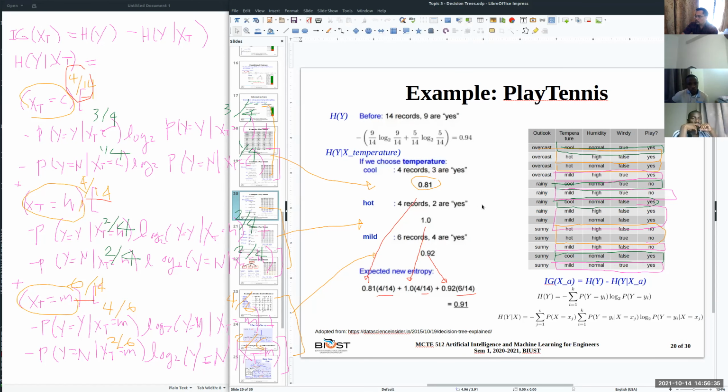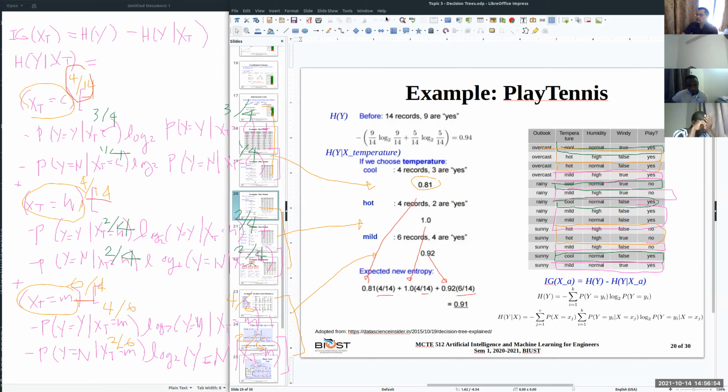So the information gain. Okay, here 0.94. Now let's subtract this. 0.94 minus 0.91. So this is 0.04 information gain. Okay, 0.03. Yeah, 0.03. Sorry.